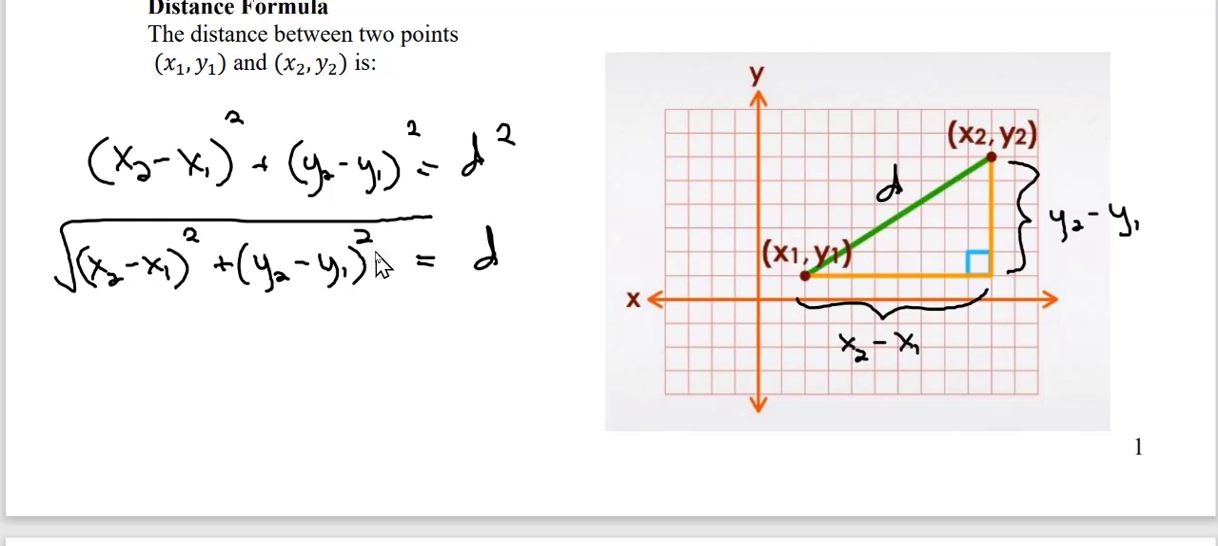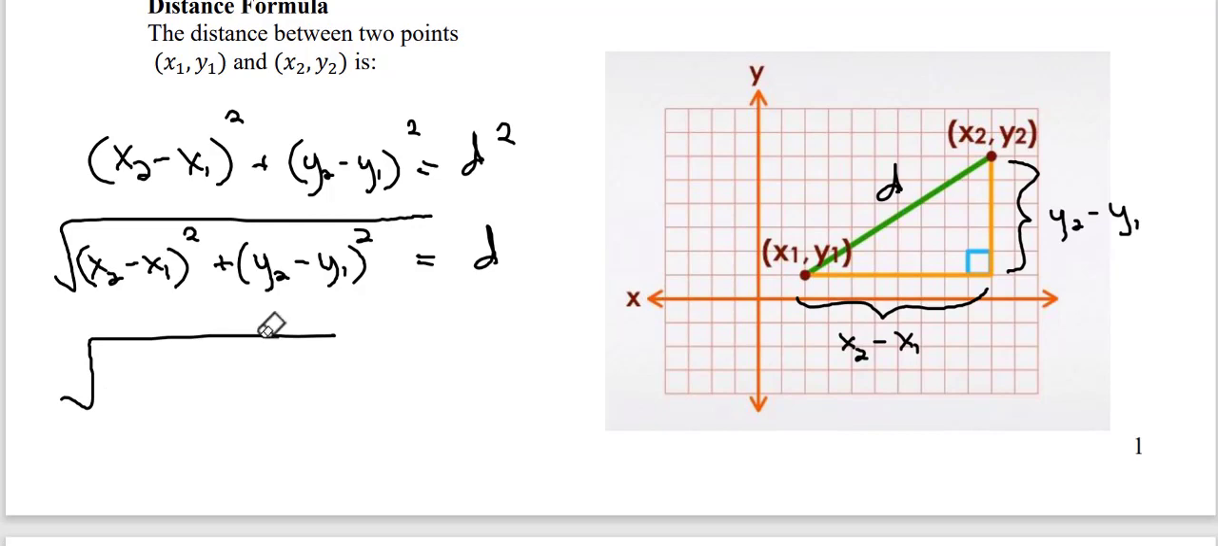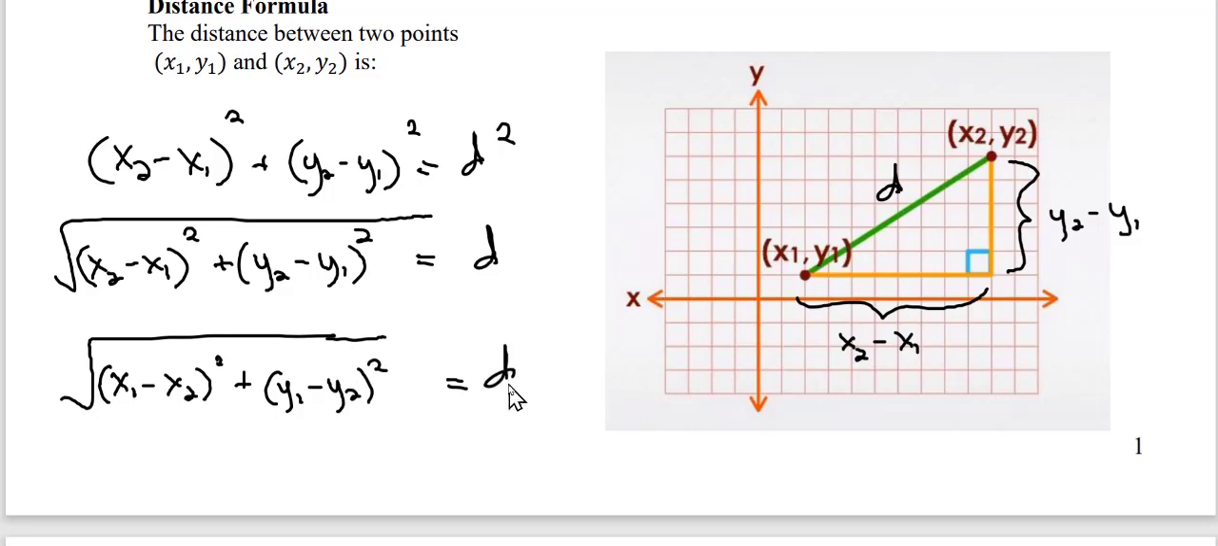One thing that is important to recognize is the order of the subtraction here doesn't really matter because we are squaring the number. So sometimes you'll see the distance formula written as x1 minus x2 squared plus y1 minus y2 squared equaling d. It doesn't really matter. The subscripts just distinguish between the points.